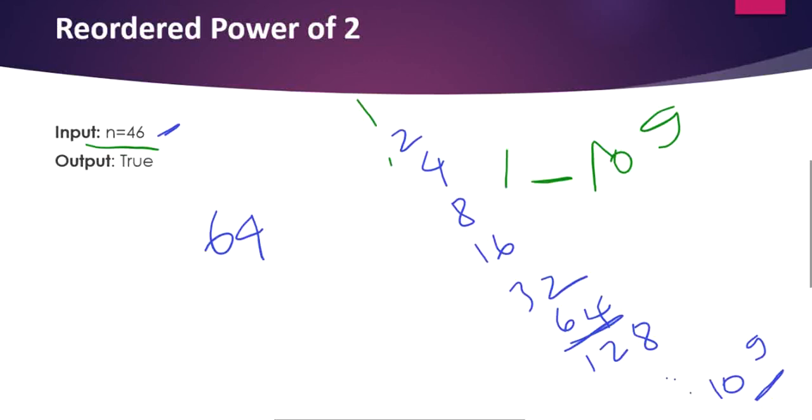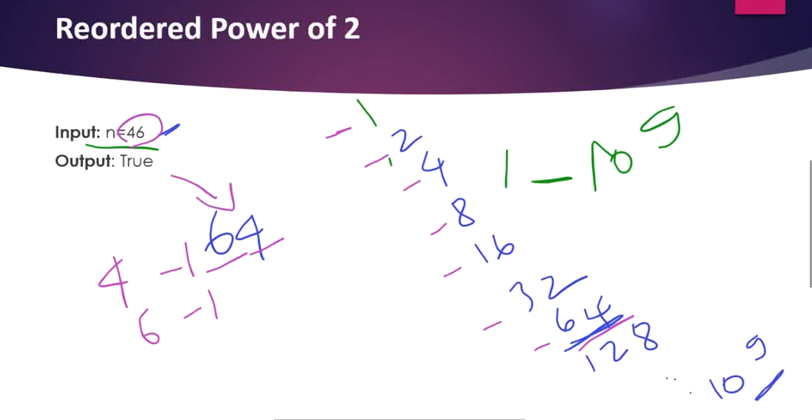So for example, here 46 is given. We are going to first check whether 1 is matching with the digits of 46. No. Moving on to 2, no. Moving on to 4, no. Next 8, no. 16, no. 32, no. Finally arriving at 64. Here we have one 4 and one 6. The same way in 64 also we have one 4 and one 6. So the digits match. So we can form 64 by shuffling 46, and it is a power of 2.